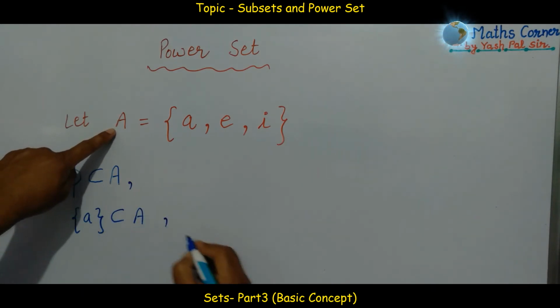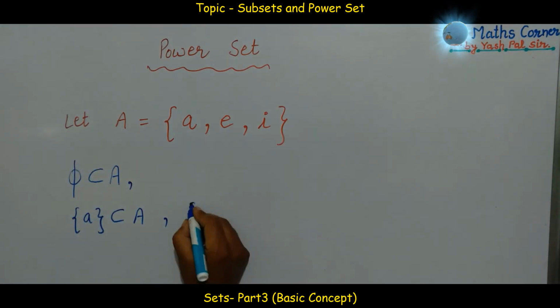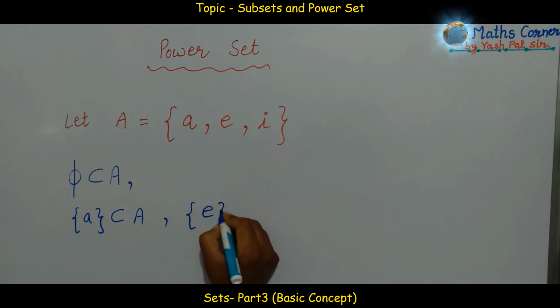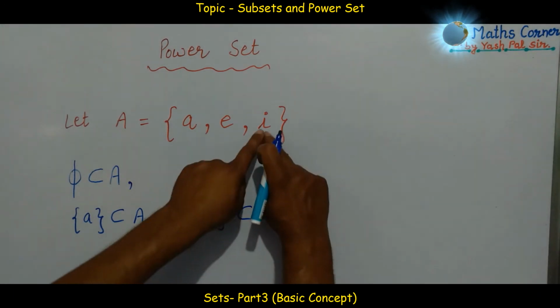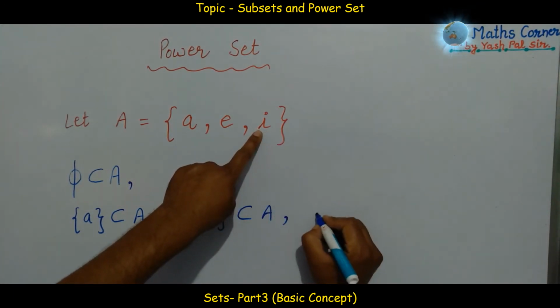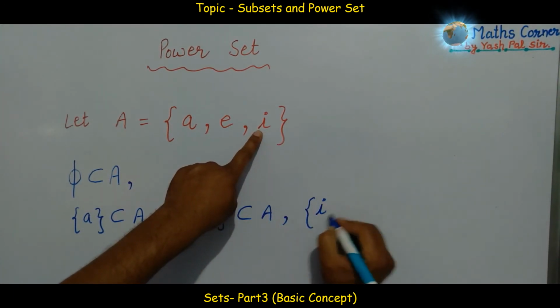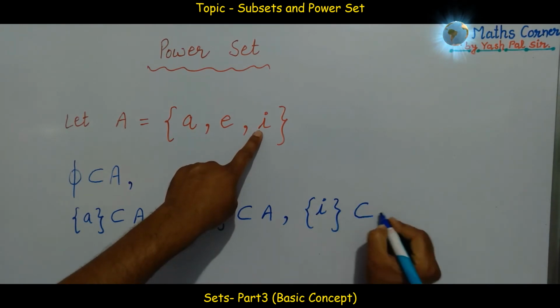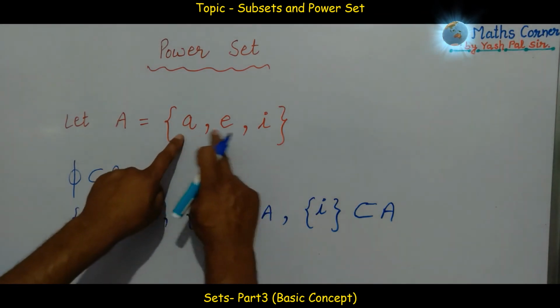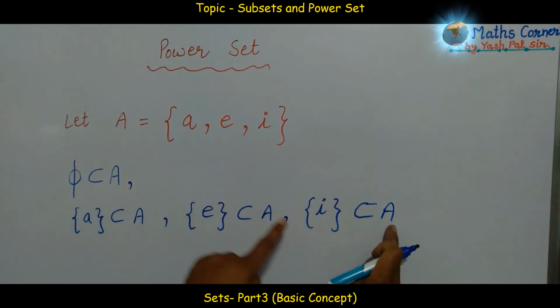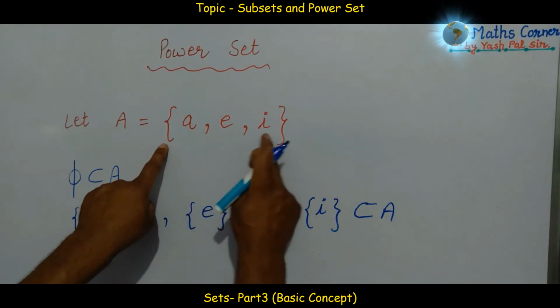Again taking E, a single element, E is again a subset of A. Taking the next single element, that is I, inside the curly bracket. This is also a subset of A. Here A means {A, E, I}, so in place of A we can also write A, E, I inside the curly bracket.